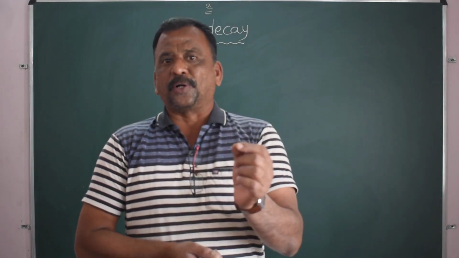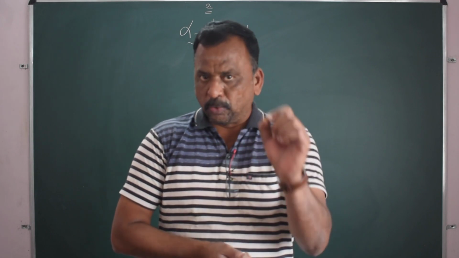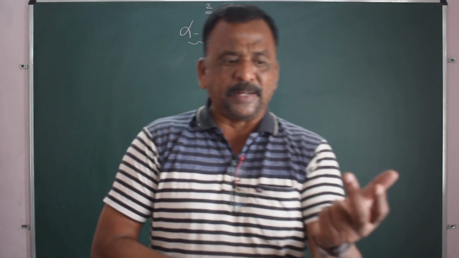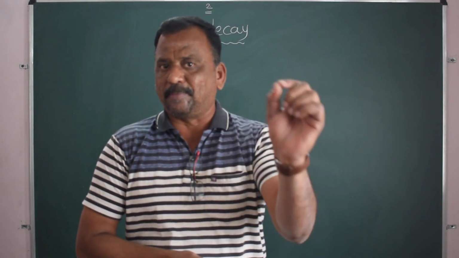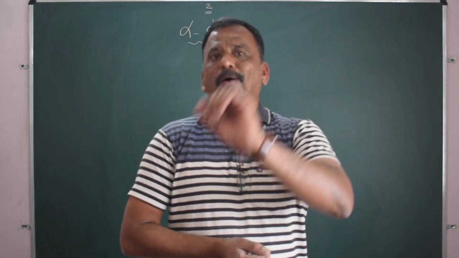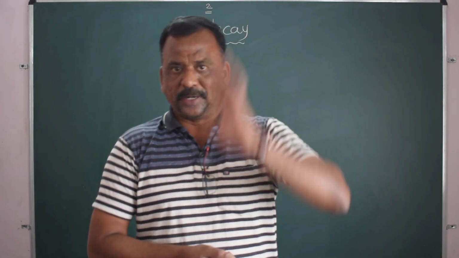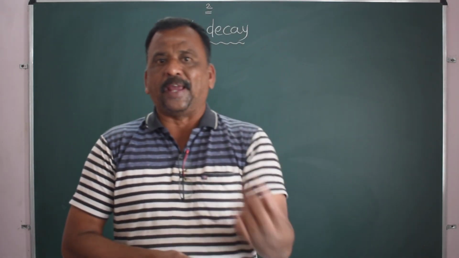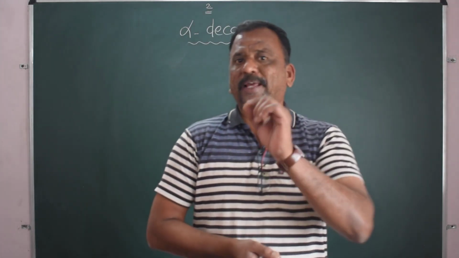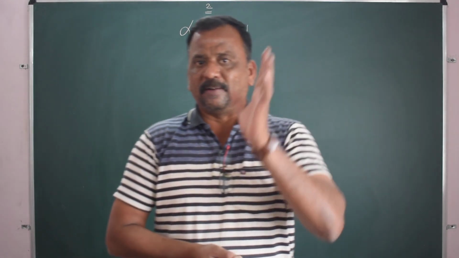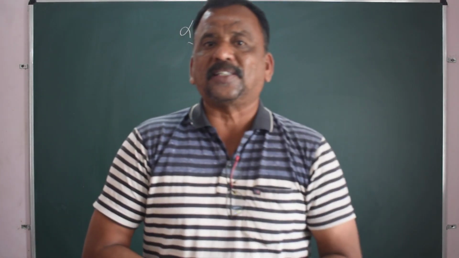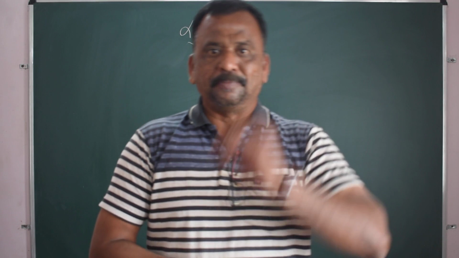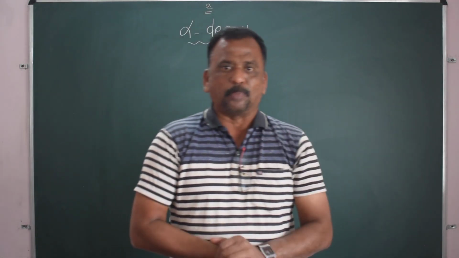So the modification of a nucleus on account of emission of alpha, beta and gamma radiation is termed as radioactive decay or radioactive disintegration. If a radioactive nucleus undergoes a decay or disintegration due to the emission of an alpha particle, then it is called alpha decay. So that is what we are going to see in this topic.